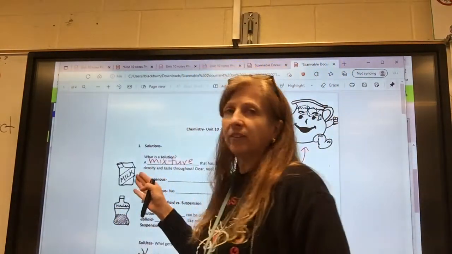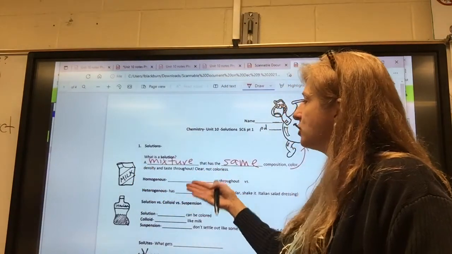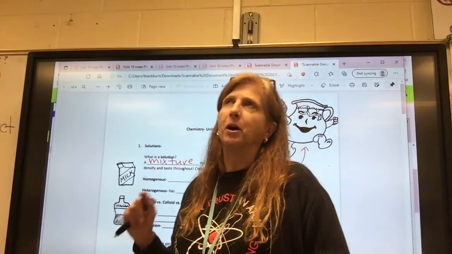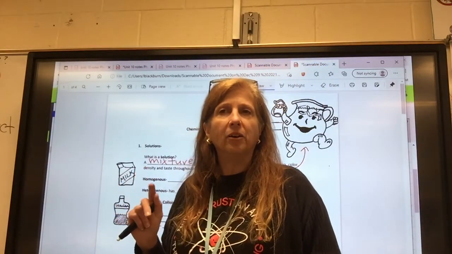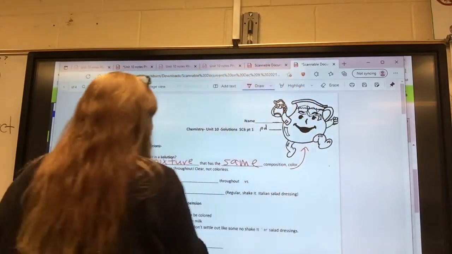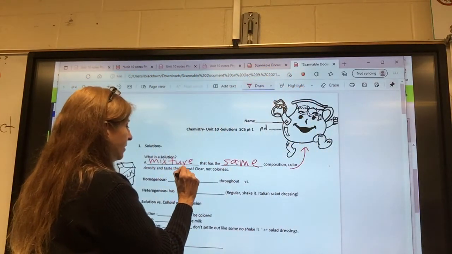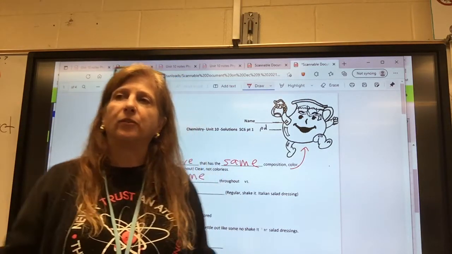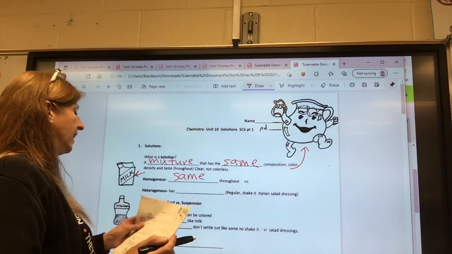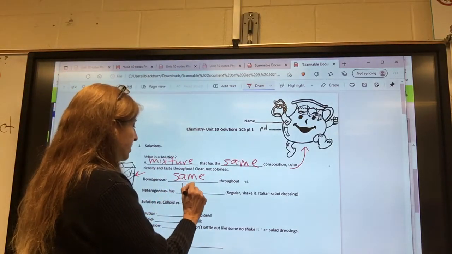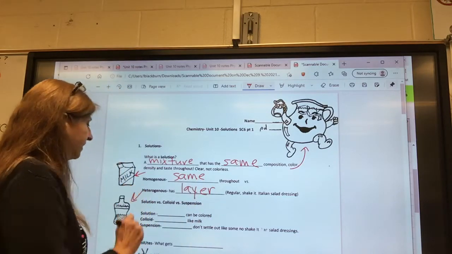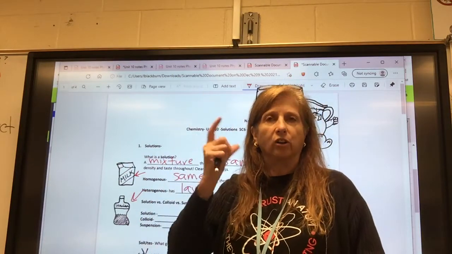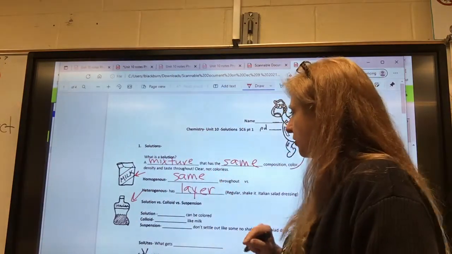All right, so things that could be in the beaker could be homogeneous or heterogeneous. You already have some prior knowledge. What does homo mean? Same. And hetero? Different. So homogeneous is the same throughout, like milk. Homogenized milk doesn't have a layer on top, versus heterogeneous, which has layers. Our example is Italian salad dressing, the kind you have to shake first, that has the oil layer and the vinegar layer.